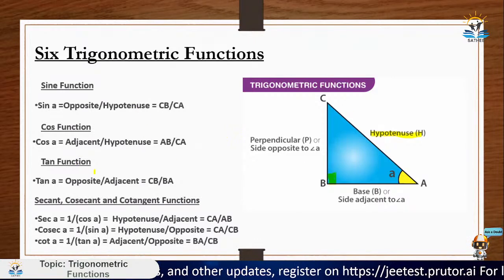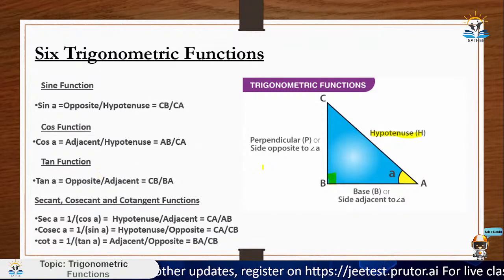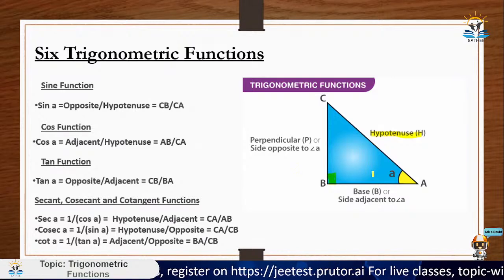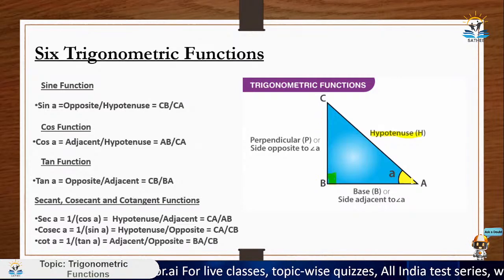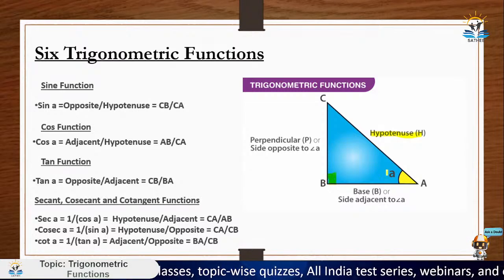So moving on to tan A. What is tan A? Tan is nothing but the ratio of sine upon cos. Or you can say it is nothing but opposite upon adjacent. We have taken opposite and hypotenuse in sine, but basically in tan we will not take hypotenuse. So tan is nothing but opposite upon adjacent. So tan is equal to CB upon AB, which is written here. So I hope you get that.